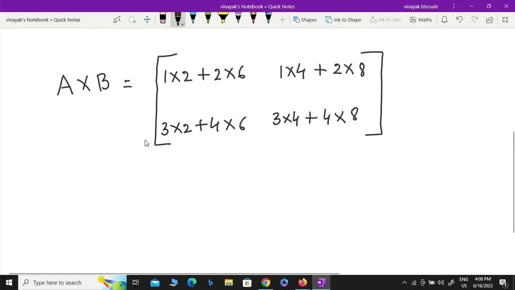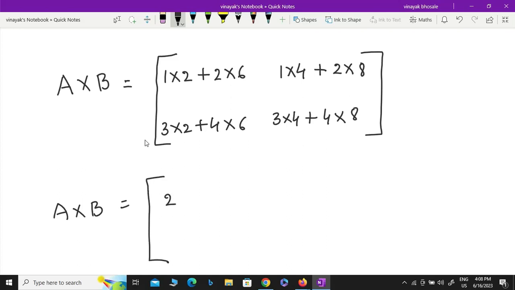Okay, and now let's calculate the values. A multiplied by B is going to be 1 multiplied by 2 is 2 plus 2 multiplied by 6 is 12, and 1 multiplied by 4 is 4 plus 2 multiplied by 8 is 16, and 3 multiplied by 2 is 6 plus 4 multiplied by 6 is 24, and 3 multiplied by 4 is 12, and 4 multiplied by 8 is 32.